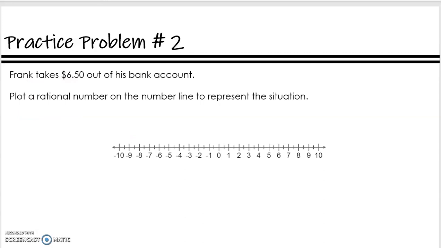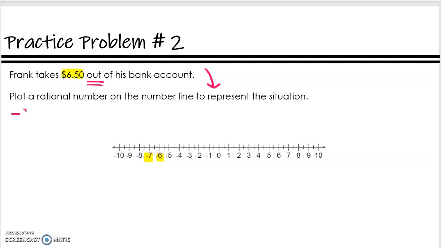Okay, practice problem 2. Go ahead and pause the video and see if you can figure this out. Frank takes $6.50 out of his bank account. So that's called a withdrawal. Okay, so he took it out. That means the balance of his account went down. Okay, so because of that, we are going to be on the negative side of our number line. And I know that it's going to be between -6 and -7 because it is past -6, being 6.50.